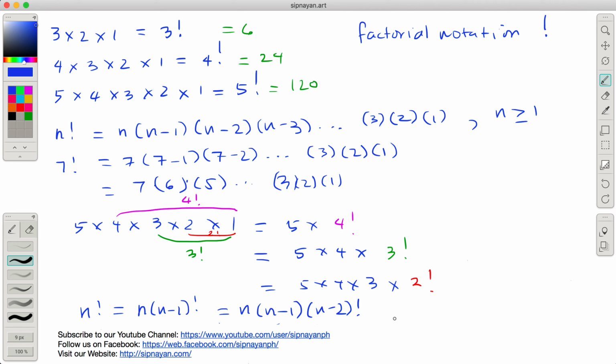Ang susunod natin i-discuss is paano kung halimbawa 7 times 6 times 5. Yan lang. Hindi tayo aabot ng 1. Paano natin ito isusulat in factorial notation? So, pag-aaralan natin yan sa susunod na video.